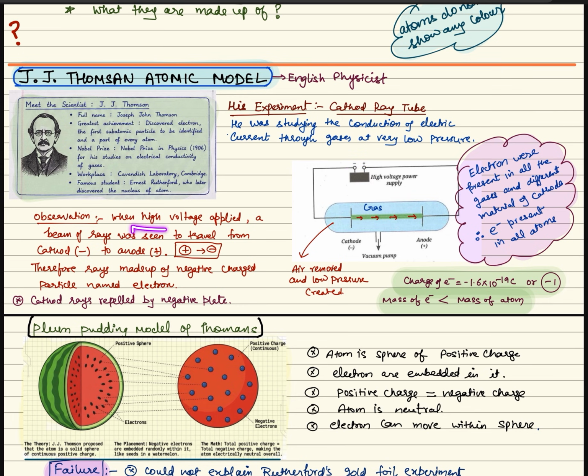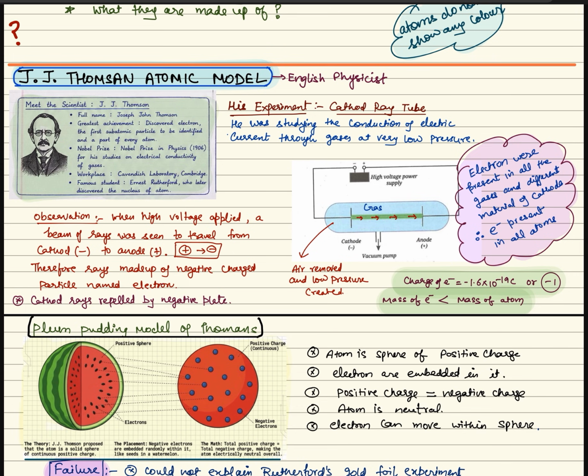Okay, and when the high voltage supply is switched on, or when high voltage is applied, a beam of rays was seen to travel from negative to positive. Okay, it means the beam of rays was traveling from cathode to anode. Okay, and we cannot see that ray, but we can see its effect. Something was seen on the screen.